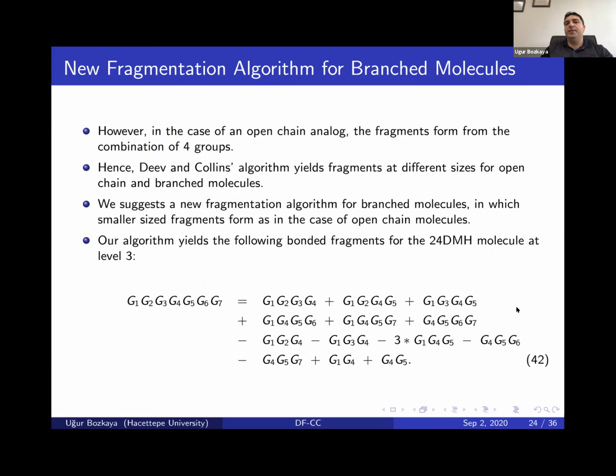Hence, Deev and Collins' algorithm yields fragments of different sizes for chain-like molecules and branched molecules. And we suggest a new algorithm for branched molecules in which smaller size fragments form as in the case of open chain molecules. And our algorithm yields the following bonded fragments for the 2,4-DMH molecule. And this is our fragmentation. And how you obtain this, the logic is this: consider all possible unique combinations of 4 groups. And this is the logic behind our fragmentation approach.